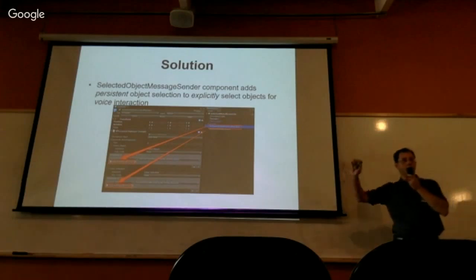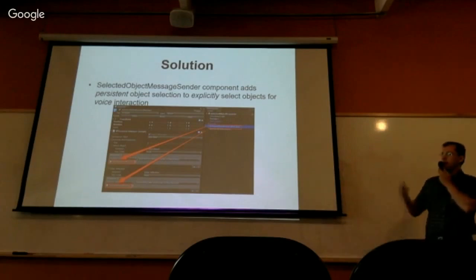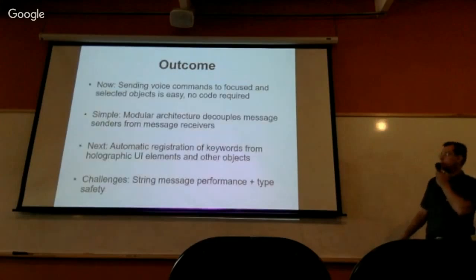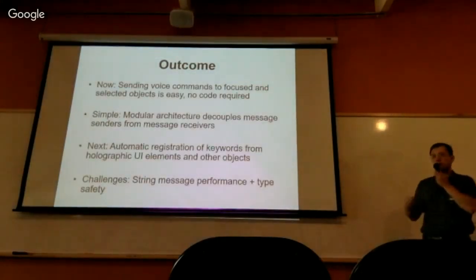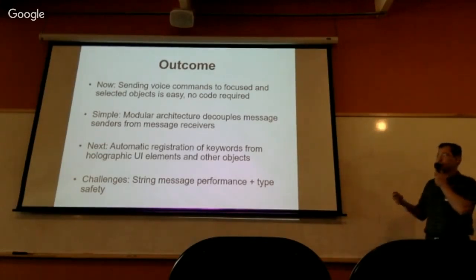It's very similar to the first part, but the key difference is that in this version, you can select objects for interaction by issuing an explicit voice command. I'm actually going to skip over the video in the interest of time. But the outcome is that now sending keyword events to objects that were dynamically instantiated at runtime is very easy. You don't need to write any code.